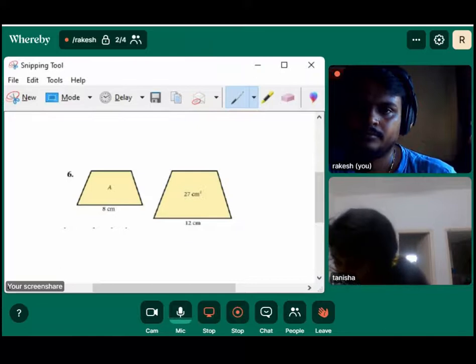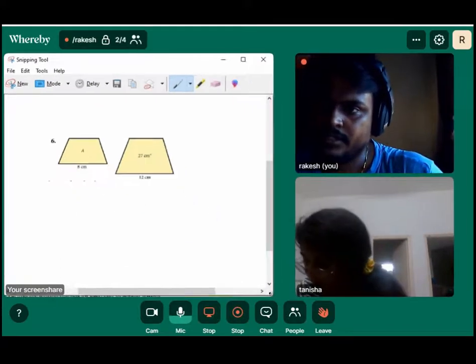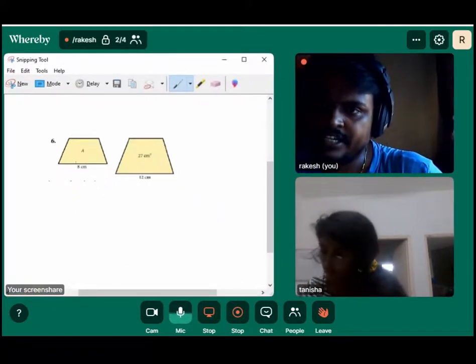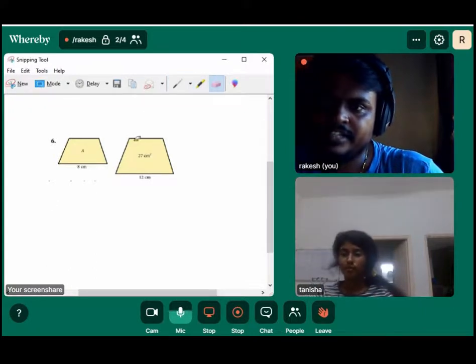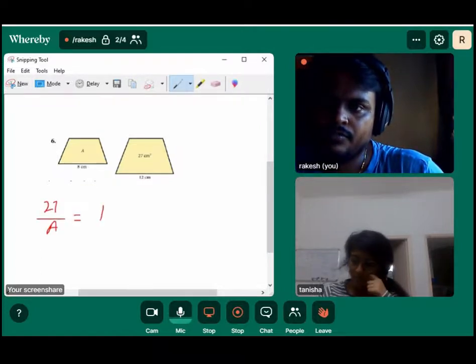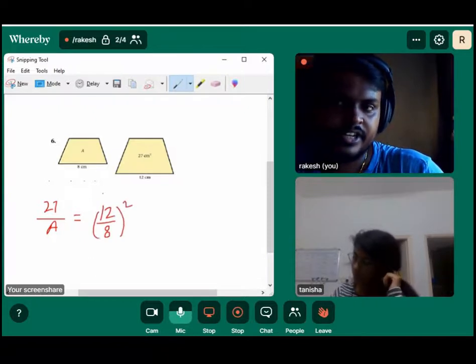I got 12. 12 as in area, right? Okay, so just a second, we'll always write the bigger area first, right? So 27 upon a, 12 upon 8 square. Are you getting this part?